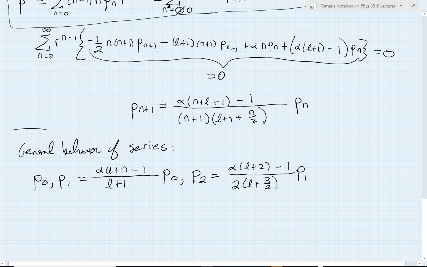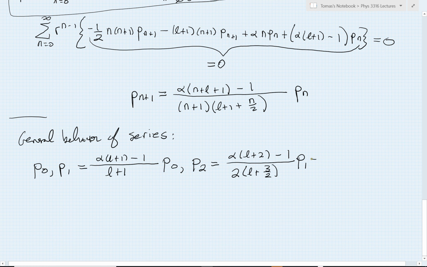But, of course, I know P1 in terms of P0. So I can write this a little bit more complicated, I guess, but it tells me how the sequence is behaving. I'll have an alpha, L plus 2 minus 1, divided by these factors, L plus 3 halves. And then this ratio is multiplying P1, but P1 is this factor times P0. So that's times an alpha L plus 1 minus 1 on the numerator, and in the denominator I have an L plus 1, and all of that is multiplying P0.